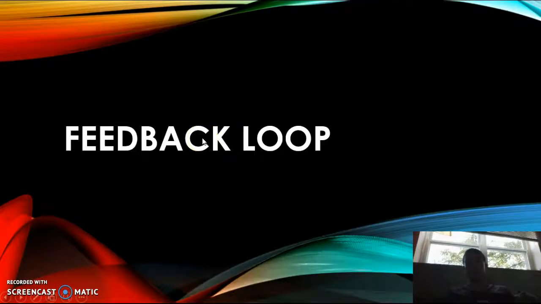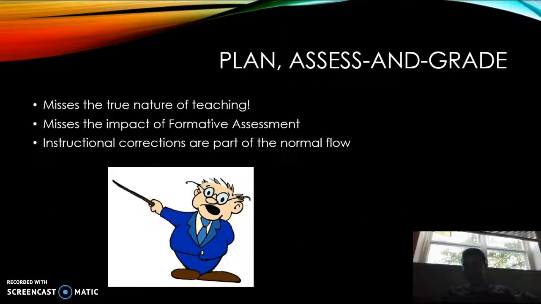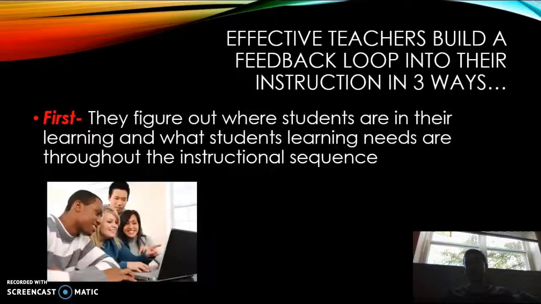So I'm going to talk about the feedback loop and specifically what it is, how to use it, what it isn't, and first I'm going to talk about what you shouldn't do as a teacher. What you shouldn't do as a teacher is plan, assess, and grade. So there should be more steps than that. You shouldn't just give the students a lesson, give them a worksheet, grade that worksheet, and move on. There needs to be more done on your part as the teacher so students understand the content.